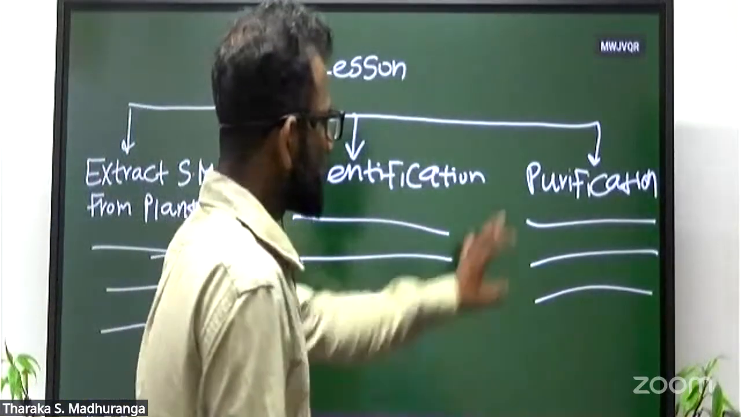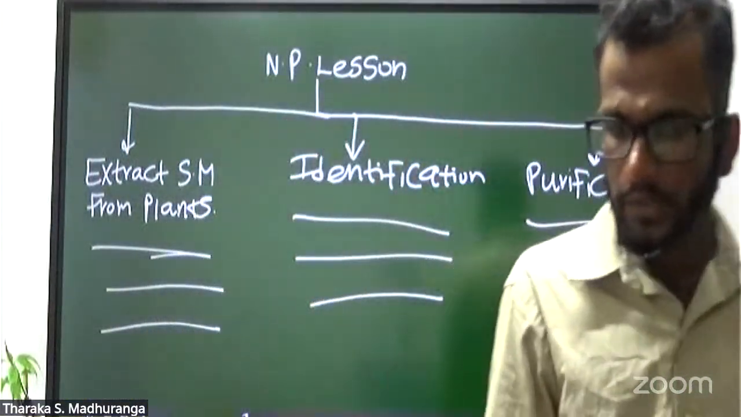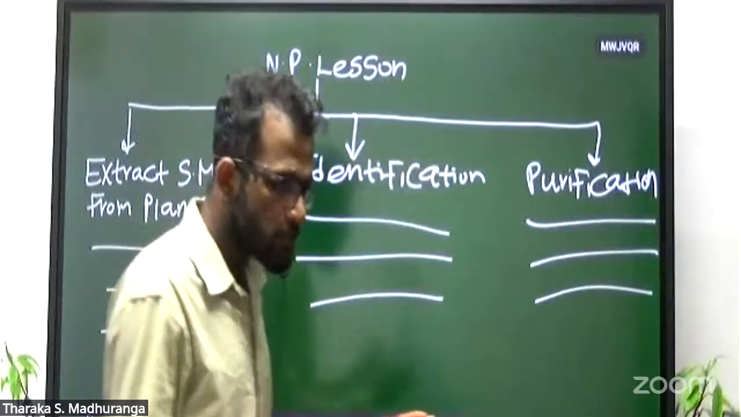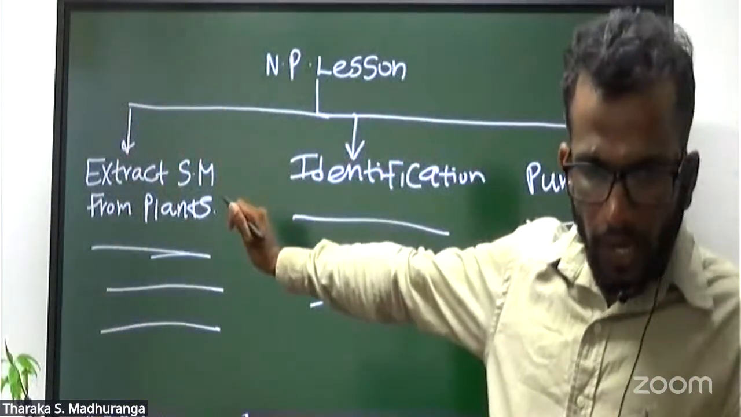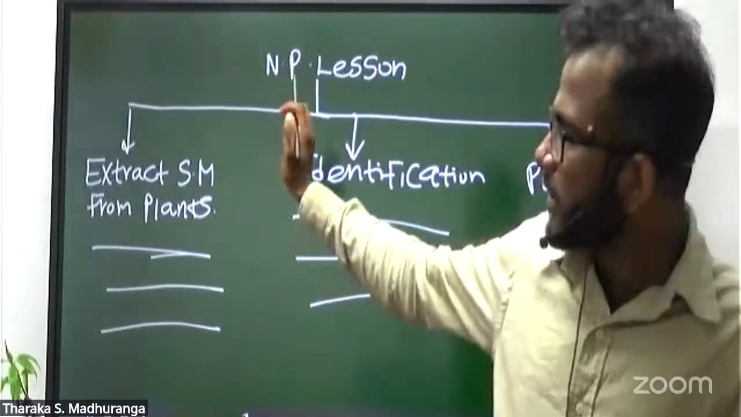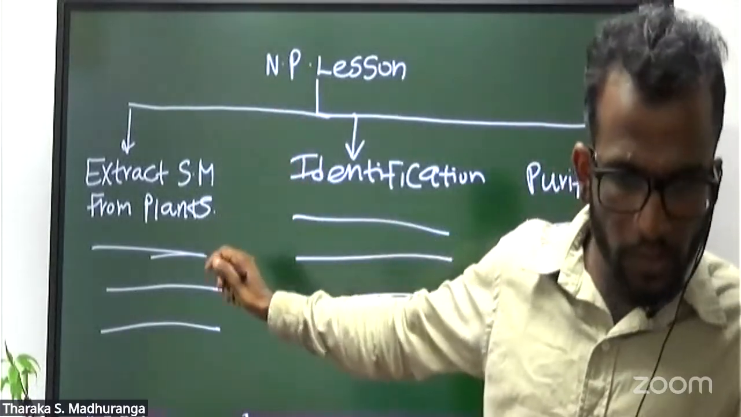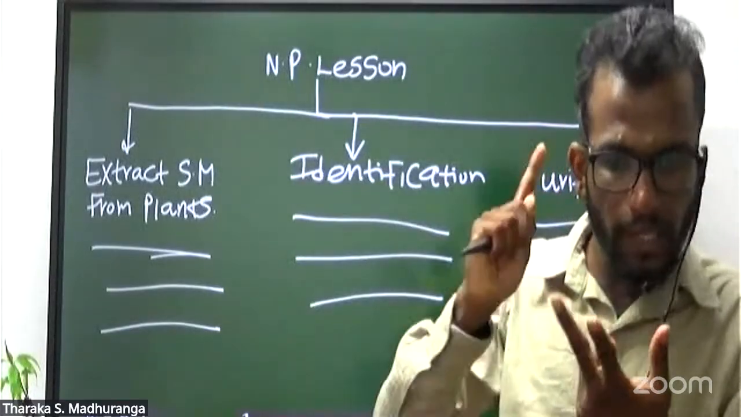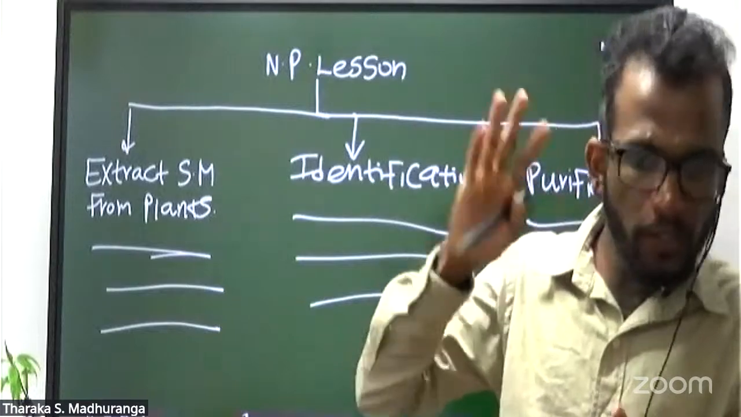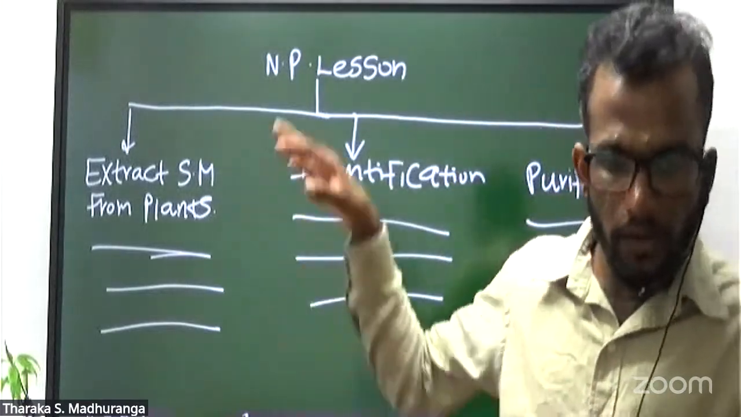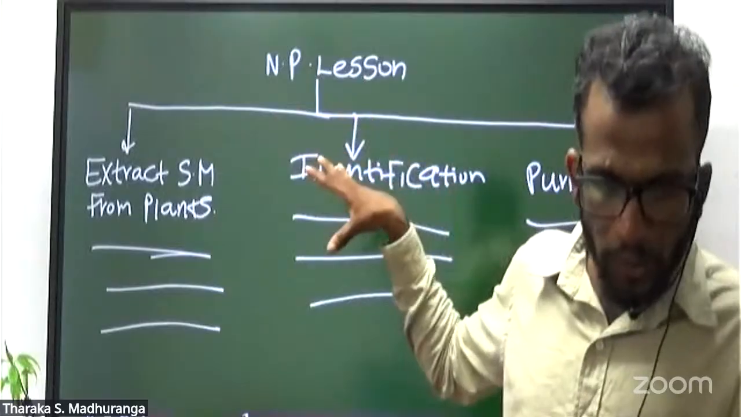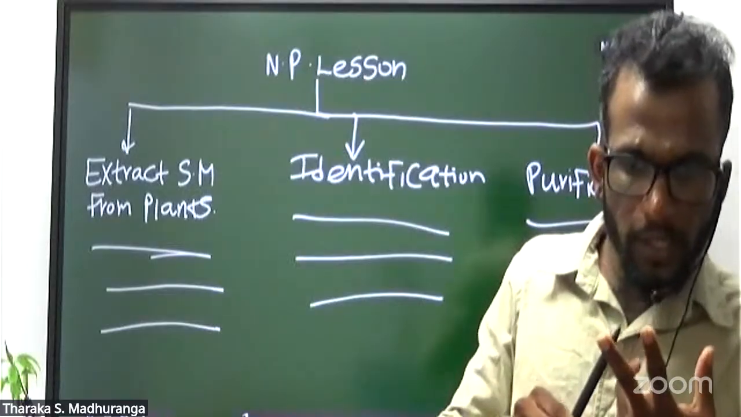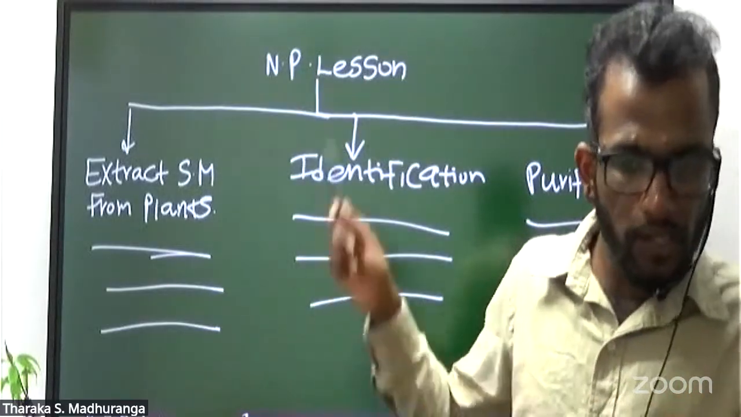For purification also we have three methods. That's an overall summary of this lesson. Next day we start from extraction. We have extraction by distillation, extraction by solvent extraction, and extraction by pressing with wax. All methods we discussed. Then the identification methods: thin layer chromatography, paper chromatography, and finally column chromatography, discussed in the identification part.